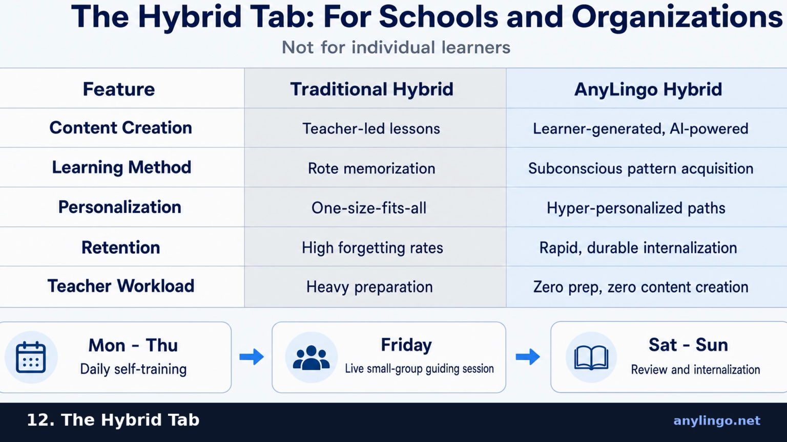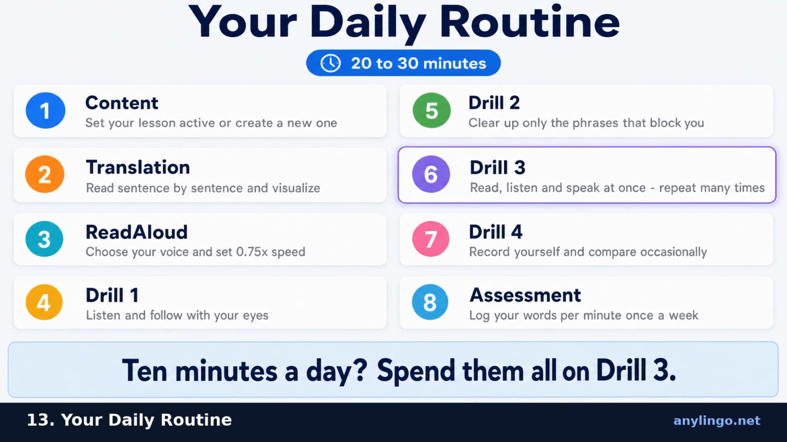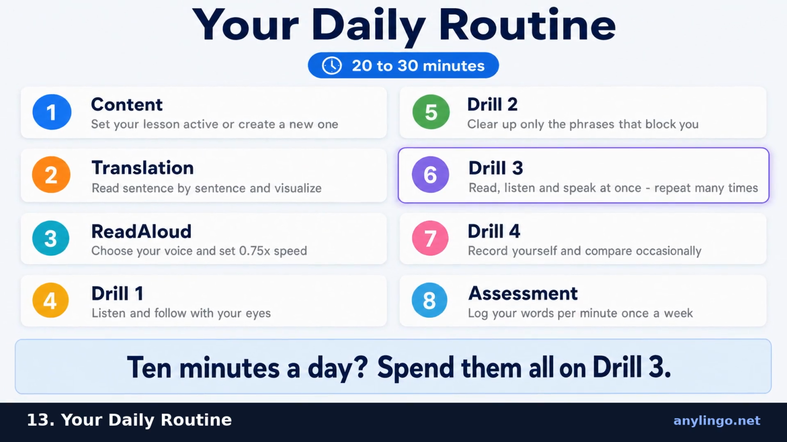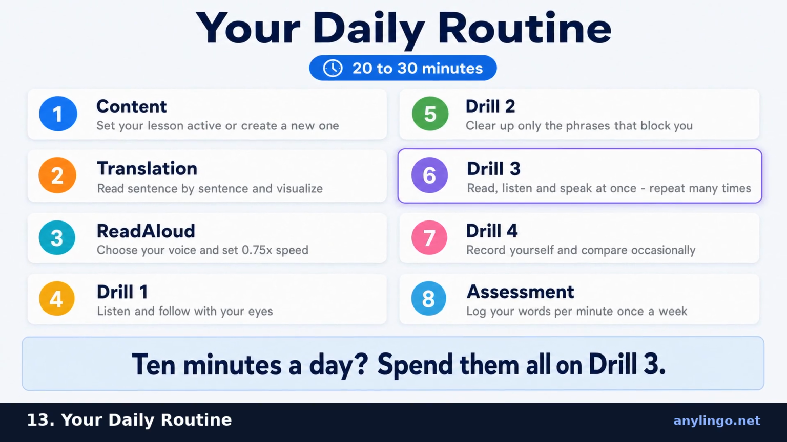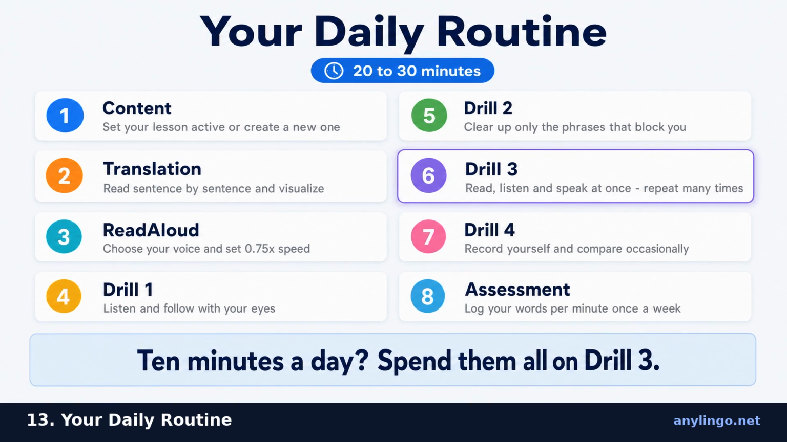The Account tab holds your subscription details and profile settings, and Logout ends your session securely on shared computers. Let us put everything together into a routine you can actually follow. A complete AnyLingo session takes 20 to 30 minutes and runs like this. One. Open Content and click Set Active on your lesson, or create a new 400-word lesson with your AI if you're ready for fresh material. Never skip the activation step.